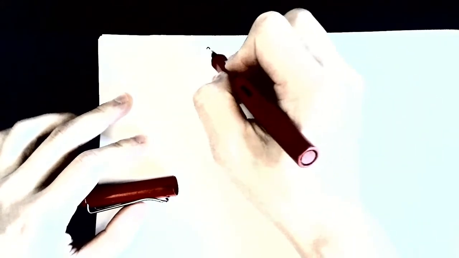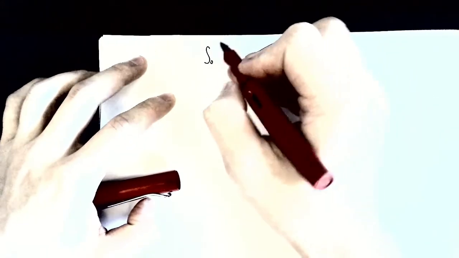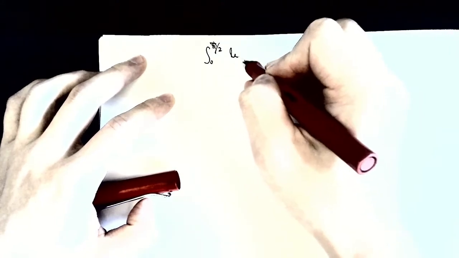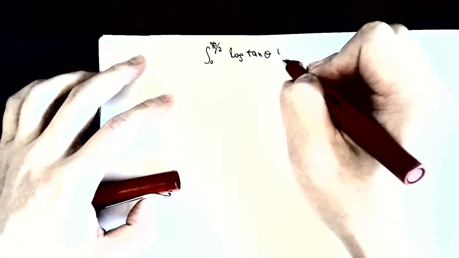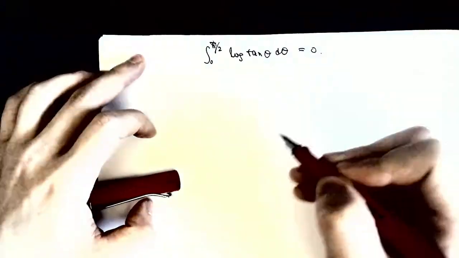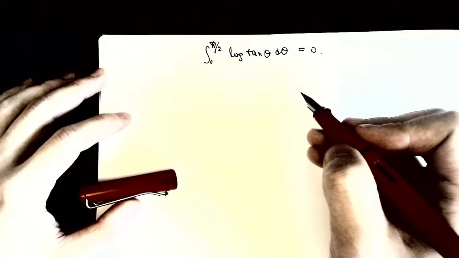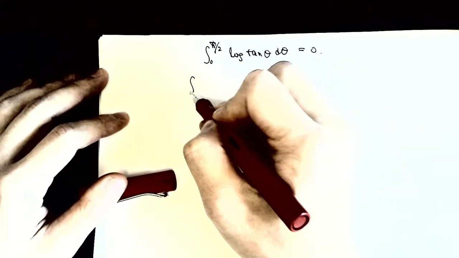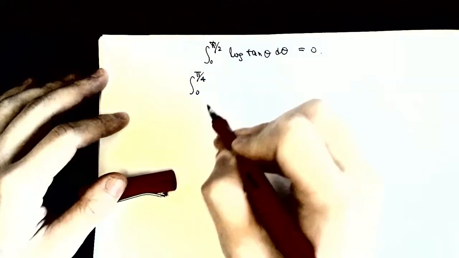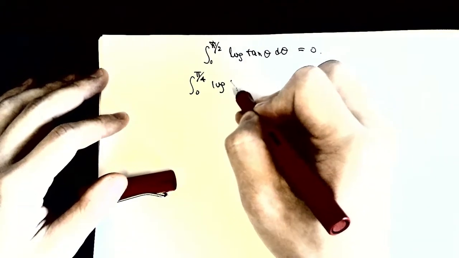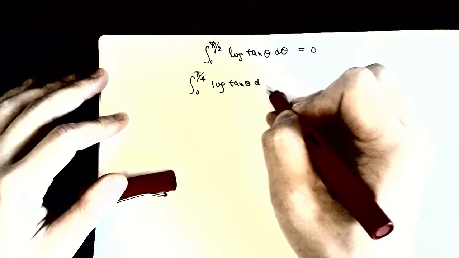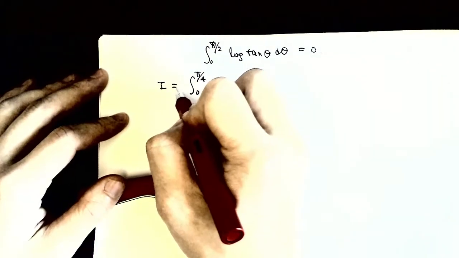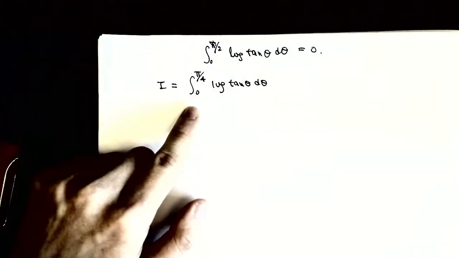Hello everybody. In the previous video, we accidentally got an integral of this form: the integral from 0 to pi over 2 of log of tangent theta d theta equals 0. In this video, we want to investigate a very similar looking integral, from 0 to pi over 4 instead of pi over 2, with the same integrand, log of tangent theta d theta. We will denote this as I, and we want to calculate it.